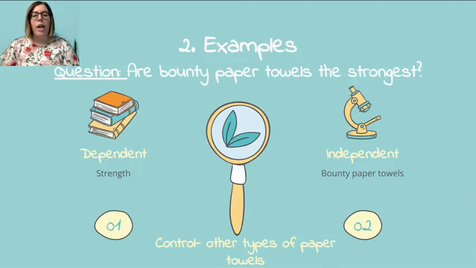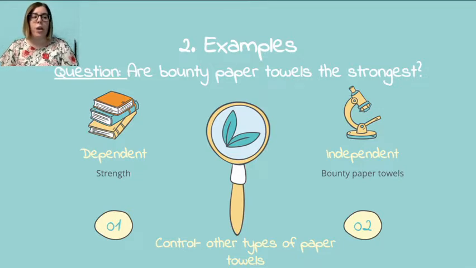For an example, a question could be, are Bounty paper towels the strongest? So the dependent, what we're measuring, is the strength of those paper towels. And the independent, or the thing that we're changing, is the type of paper towels. So specifically, we are caring about the Bounty paper towels, right? And we are going to have a control group of other types of paper towels so we can compare the Bounty paper towels to that control group.